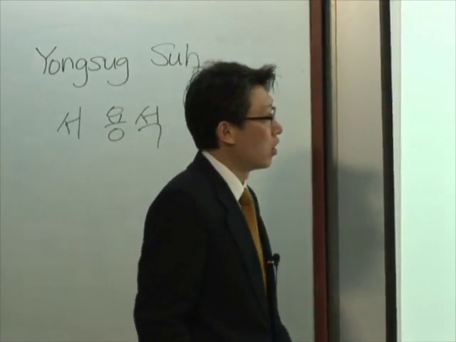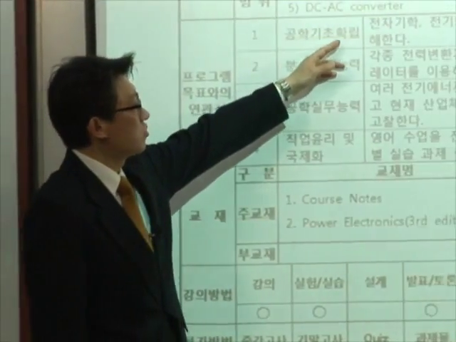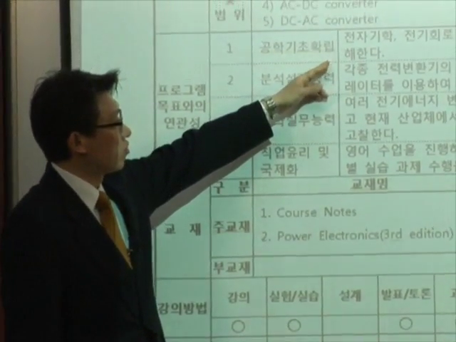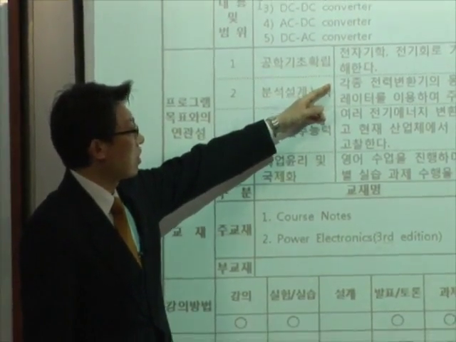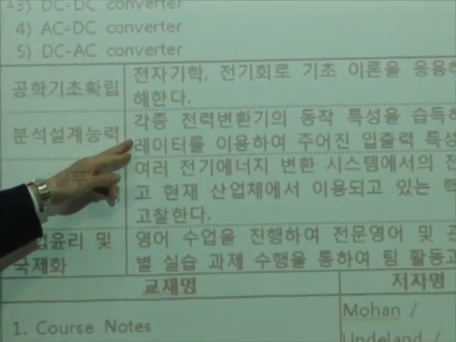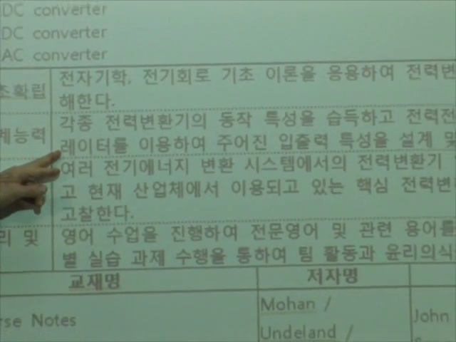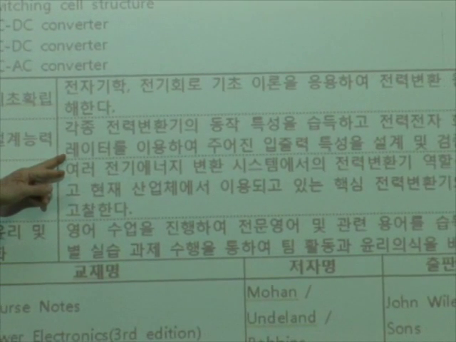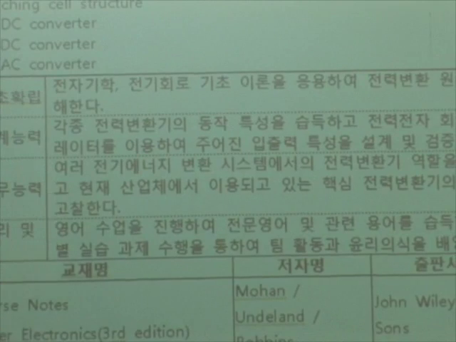So 공학 기초 확립에서는 전자기학, 전기회로 기초 이론을 응용하여 전력 변환 원리를 이해한다. 분석 설계 능력에서는 각종 전력 변환기의 동작 특성을 습득하고 전력전자 회로 시뮬레이터를 이용하여 주어진 입출력 특성을 설계 및 검증한다.